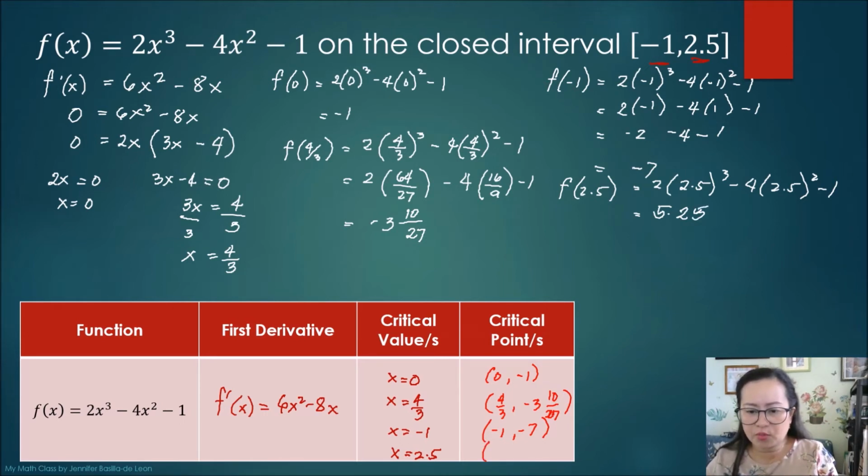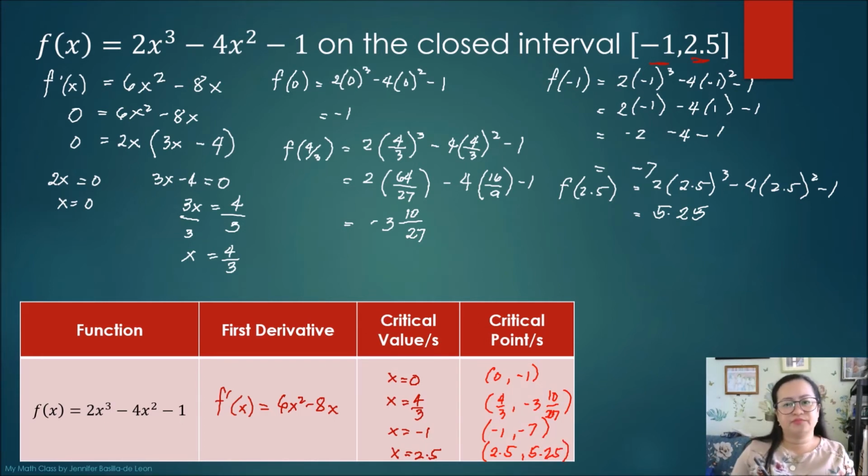So the critical point is 2.5, 5.25. Okay, we were able to determine the critical values and the critical points by using the first derivative of the given function. Now, it's time to determine whether it's a relative or absolute maximum or minimum.